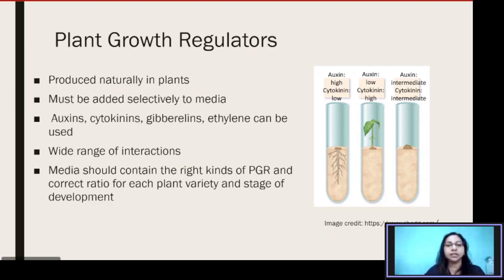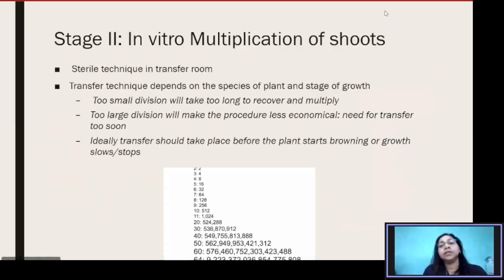Moving on to stage 2, in vitro multiplication of shoots. This stage is really where the beauty of tissue culture is. Here we can have mass multiplication of shoots in vitro at a faster rate than what can be done conventionally. So this is again a sterile technique done in the transfer room.